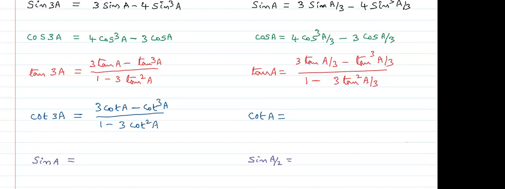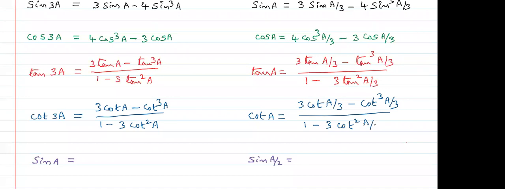Similarly, tell me the cot a formula. Just in place of a, write a by 3. 3 cot a by 3 minus cot cube a by 3 divided by 1 minus 3 cot square a by 3. These are the sin 3a, cos 3a, tan 3a, cot 3a formulas.